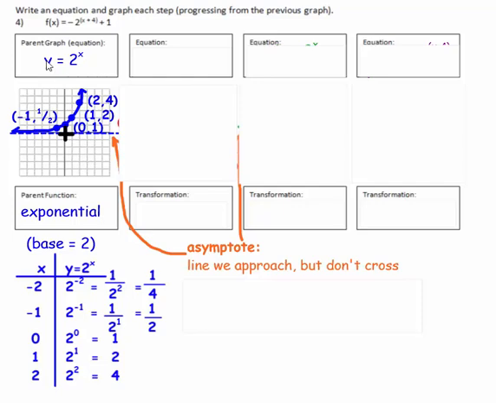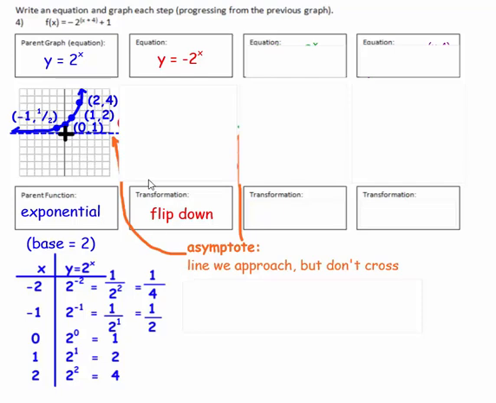Okay, so next, let's do our flip. I'll show the description of the transformation first. So go ahead and try to write the equation of just the flip from here. Okay, how did you do? Hopefully you put the negative in front of the 2.